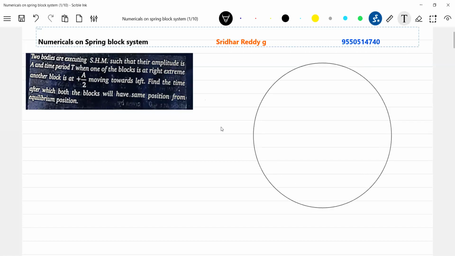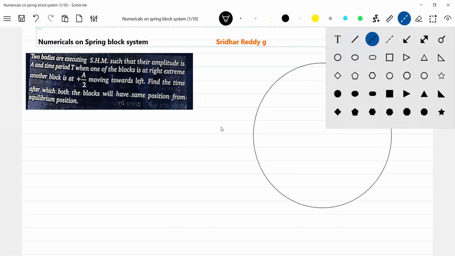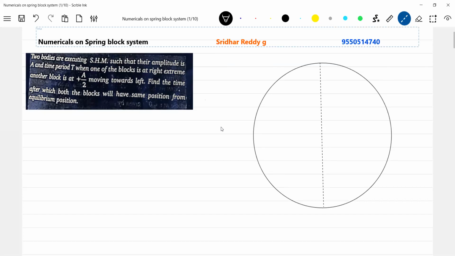I'll take it like this. So I told you, just give me time, I'll think over it. Through the diagram, it's much easier. Maybe the idea did not strike me. So this was particle one, and another particle two is here. Both have the same time period.